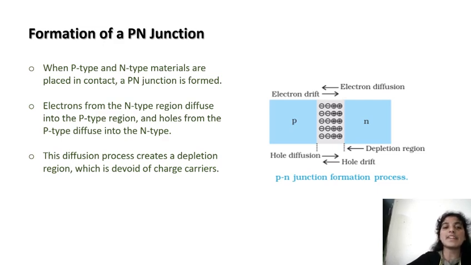Formation of PN junction diode. When P-type and N-type materials are placed in contact, a PN junction is formed. Electrons from the N-type region diffuse into the P-type region and holes from the P-type diffuse into the N-type. The diffusion process creates a depletion region which is devoid of charge carriers.